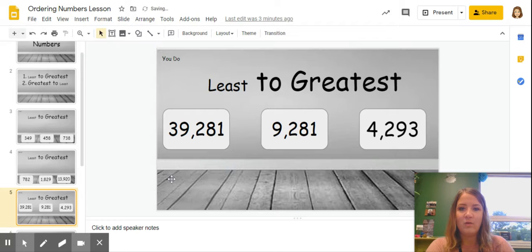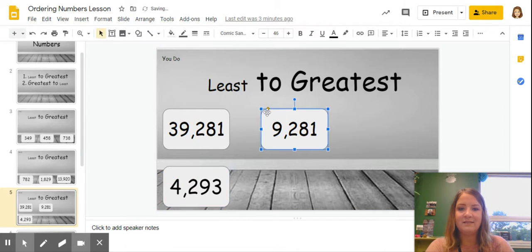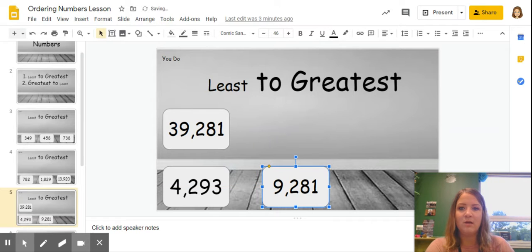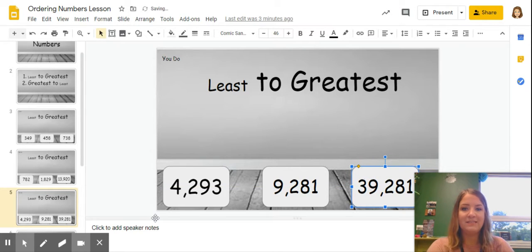All right. I hope that you decided that 4,293 was the least because it has a 4 in the thousands place. And the next least would be 9,281 because it's bigger than 4,000, but 9,281 is smaller than 39,281, which had a number in the ten thousands place. So in order from least to greatest, 4,293, 9,281, and 39,281. Great job, guys. I hope you had the same thing.